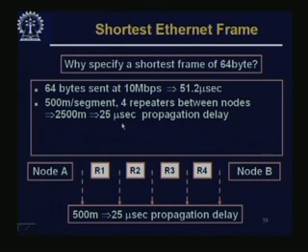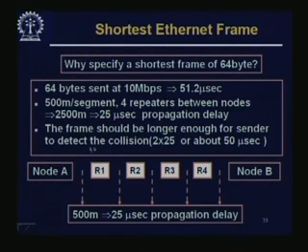This gives rise to 25 microsecond propagation delay. Why 25 microsecond? Because if you remember, our propagation velocity is about 2 into 10 to the power 8. If you calculate it, it comes to about 12.5 microsecond from one end to the other, twice that is about 25 microsecond. The frame should be long enough for the sender to detect the collision in 2 into 25. So, this is 25 and the other 25 is these 4 repeaters together. So, that is introducing some other delay, about 50 microseconds, alright.